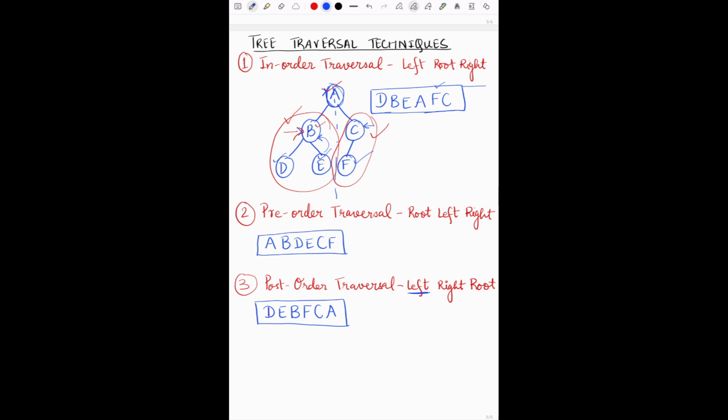I hope the three types of tree traversal techniques are clear to you guys.